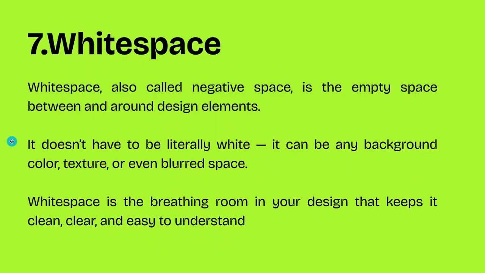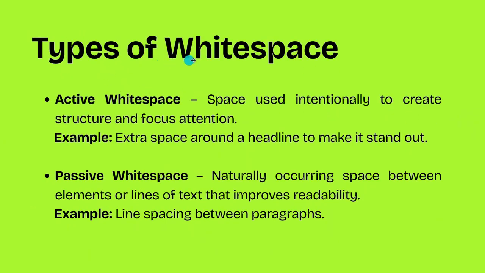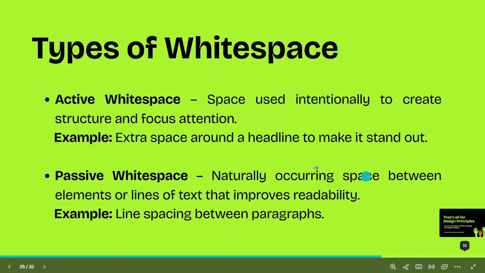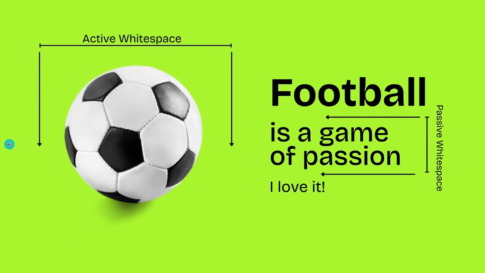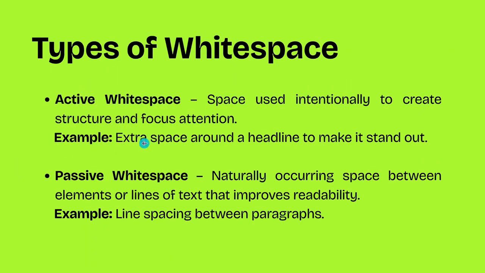So when it comes to white space, it's white space because it's space, like nothing is there. That's why it's called white space. Nothing is there. So look at the types of white space. I'm going to show you an example as well. There's active white space. Active white space is the space used intentionally to create structure and focus attention. Example, extra space around a headline to make it stand out. Now I'm going to show you an example with this, but let me just finish here first.